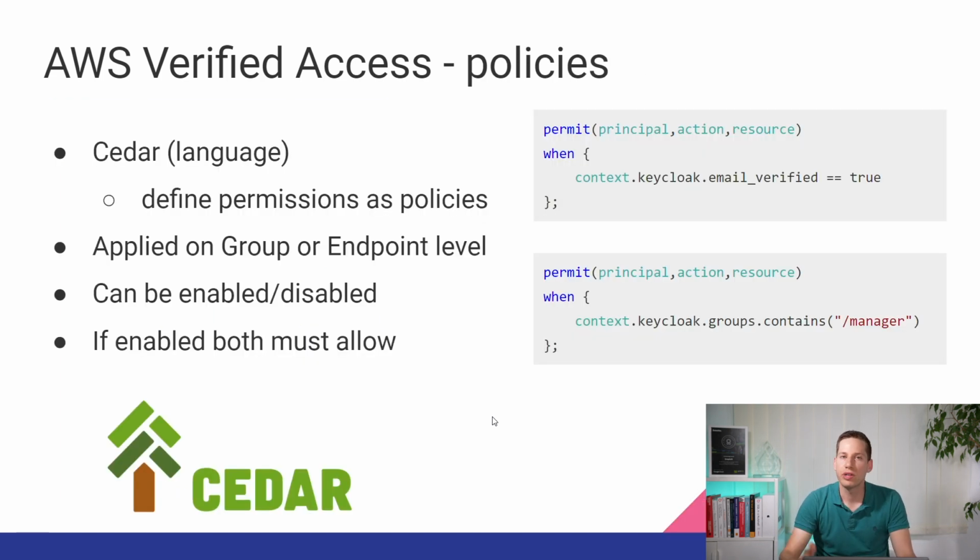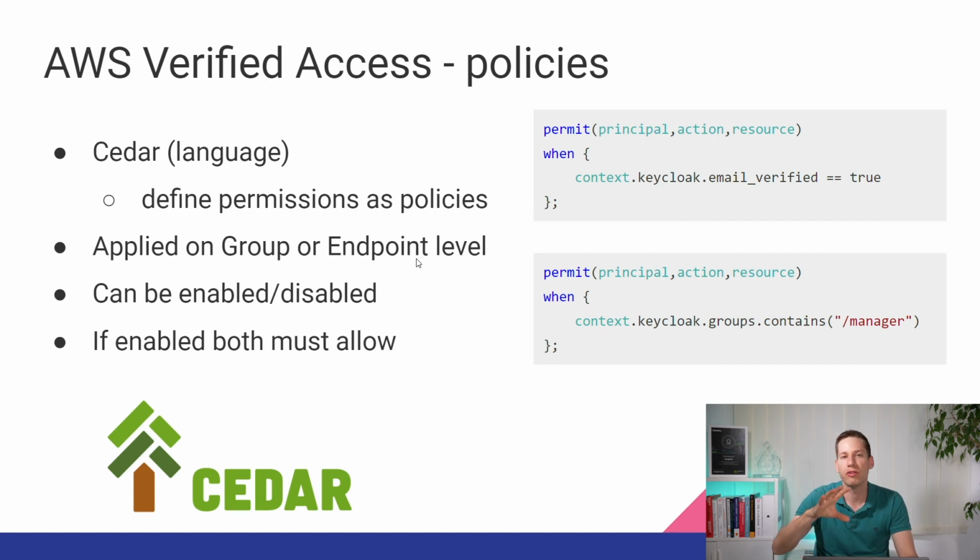And now let's have a look at the policies. As I mentioned, there are going to be two policies here. One of them checks the email verification, and the other checks the group membership of the user who is performing the request. These policies are defined in a language called CEDAR, a language that can be used for defining policies in Verified Permissions, which I'm going to talk about a bit later as well.